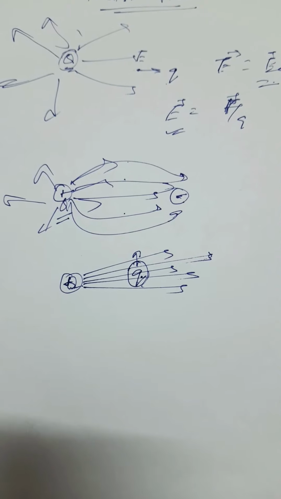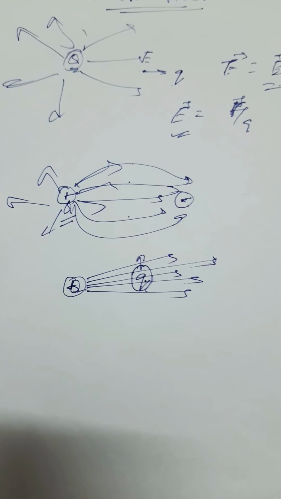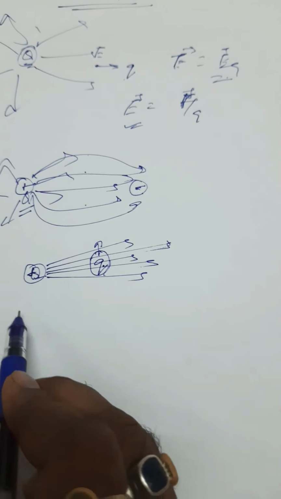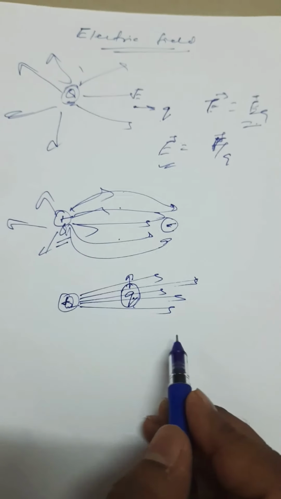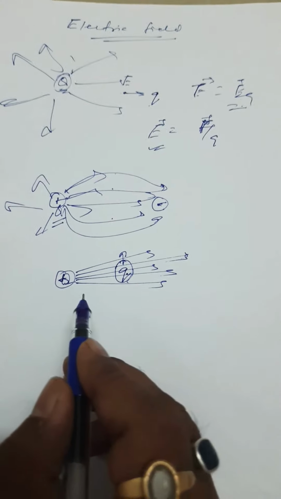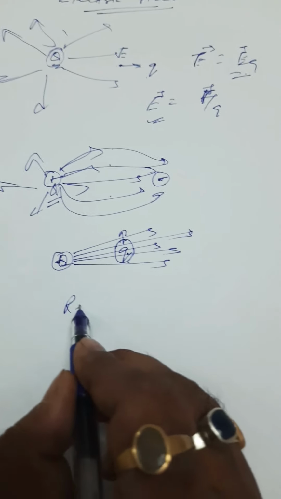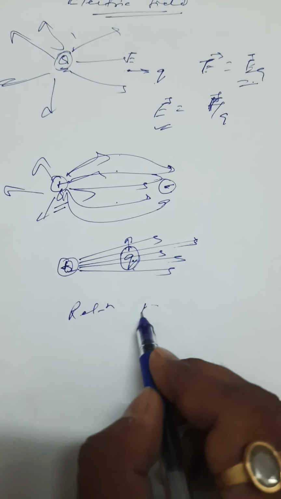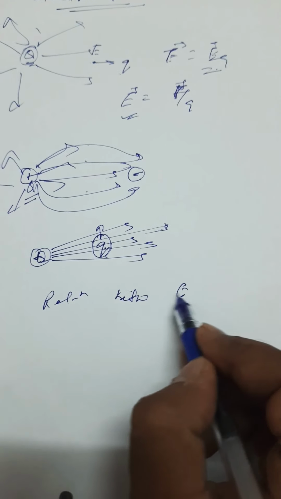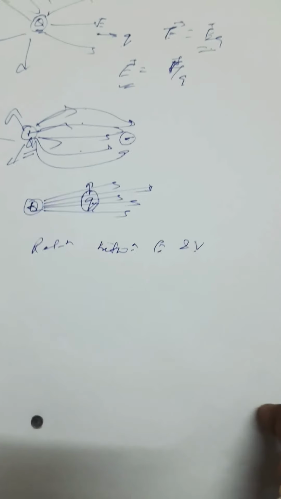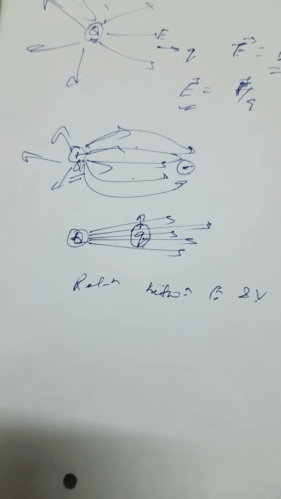Now we need to find out the relationship between the potential. We know what potential is; we have already discussed it in the earlier lecture. So if we have to find out the relation between E and V, we need to find the relation between E and V. So how do we find the relation between E and V?